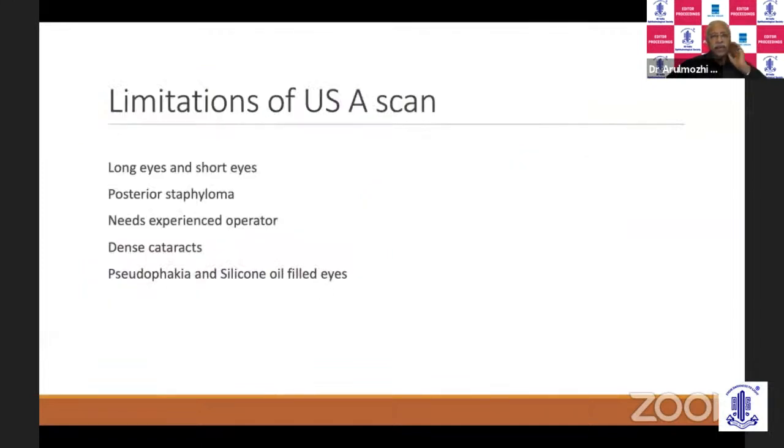So the limitation of ultrasound A scan would be in very long eyes and short eyes, where it's going to be difficult. You are better off probably using the optical biometer. In posterior staphyloma, optical biometers are better, but of course you can use A plus B. The most important fact is it needs an experienced operator. You can delegate an optical biometry to almost anybody, but you need an experienced operator when you are doing an ultrasound A scan. Dense cataract gives you a challenge, but often you'll have to fall back only on this.